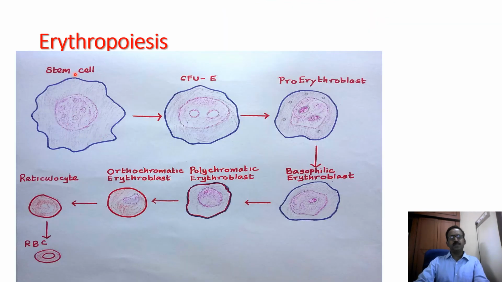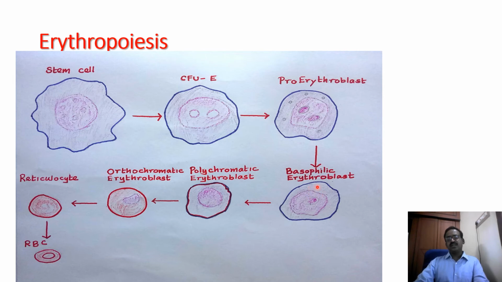Stem cell is the primitive cell. It has the property of self-renewal and differentiation into the committed stem cell. It forms the burst forming unit and colony forming unit of erythrocytes. It forms the proerythroblast. It gives the basophilic erythroblast, otherwise called the early normoblast.